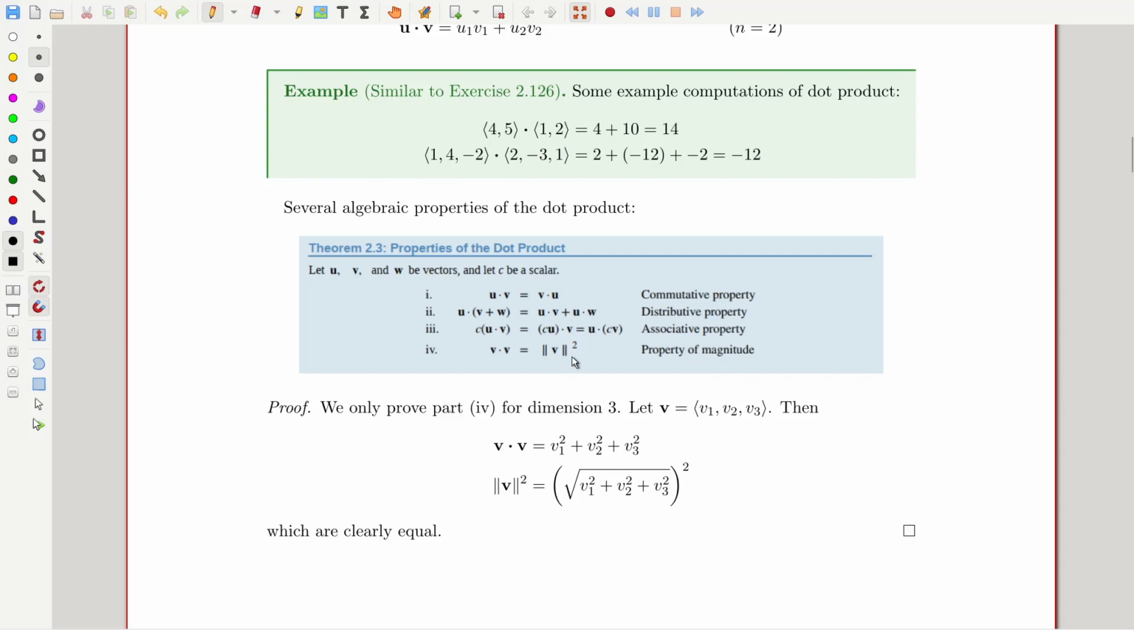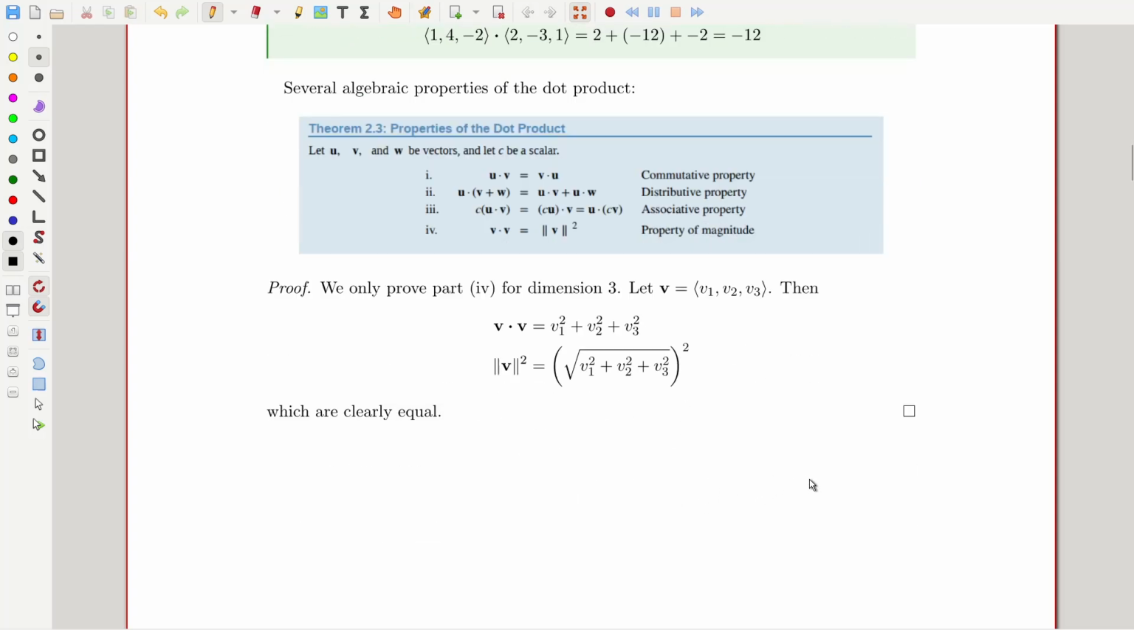On the right-hand side, you would take the magnitude of the vector v first, then you would square that. The magnitude of a vector is the distance formula, so you end up taking the square root of the components squared, summed. And you can see, which is this expression here, that these two are clearly equal to each other. Okay.